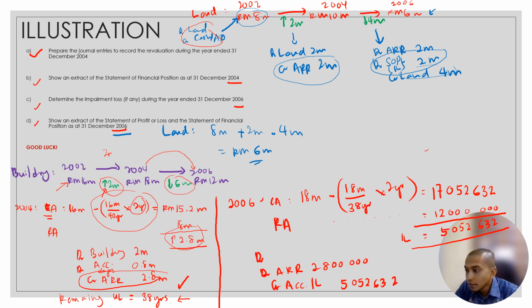The remaining: 5,052,632, we minus the ARR of 2.8 million. The remaining goes to the statement of profit or loss as impairment loss. How much? If you minus this, you are going to get 2,252,632. All right, so this is how we do this example. I hope you guys can understand this. If you cannot understand, then just ask me on the class line.